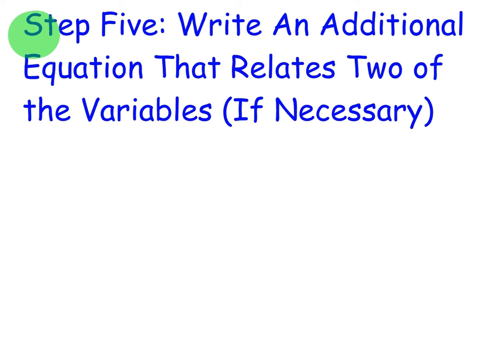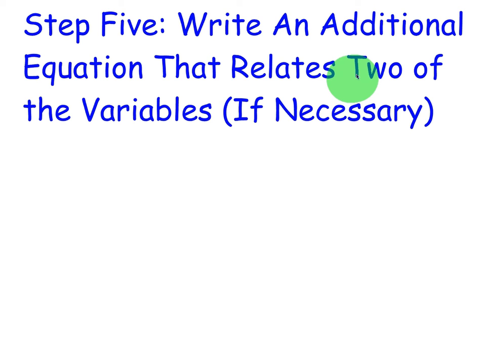Next, we're going to take a look at a step that you might not always need to do, but you always need to check to make sure that you do it if necessary. So let's read this step together. Step 5 is going to be write an additional equation that relates to the variables if necessary. What does all this mean?